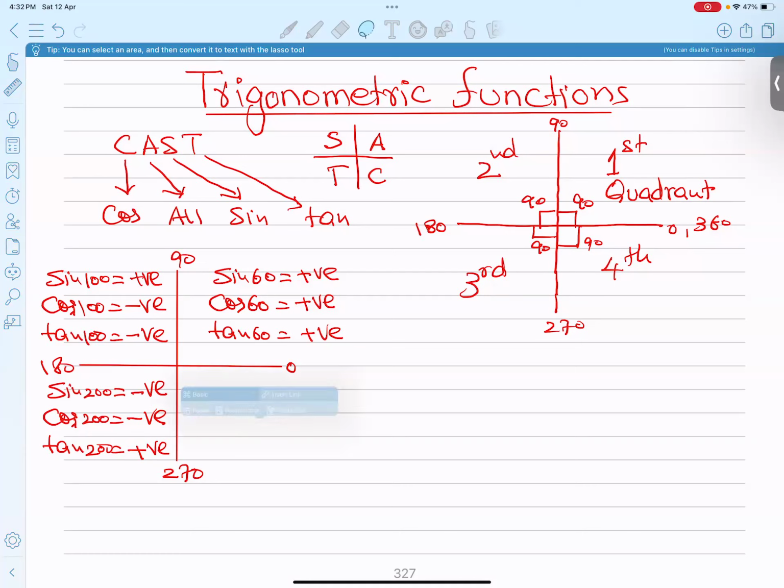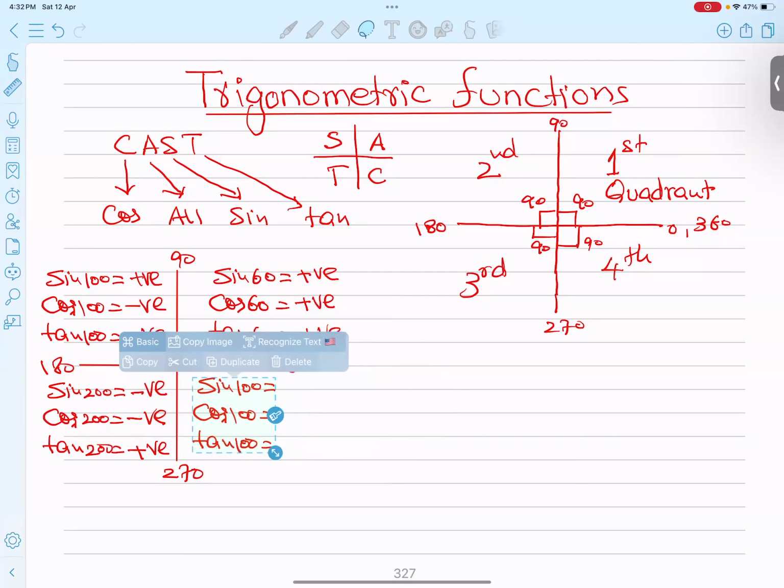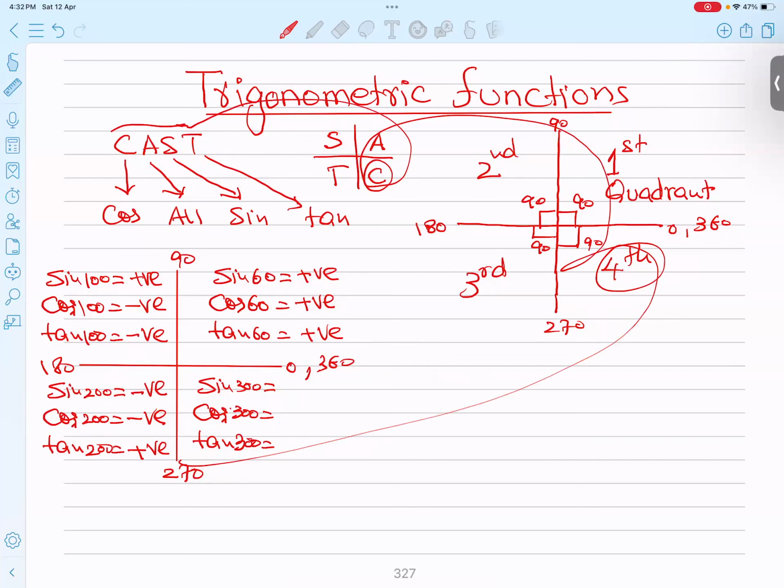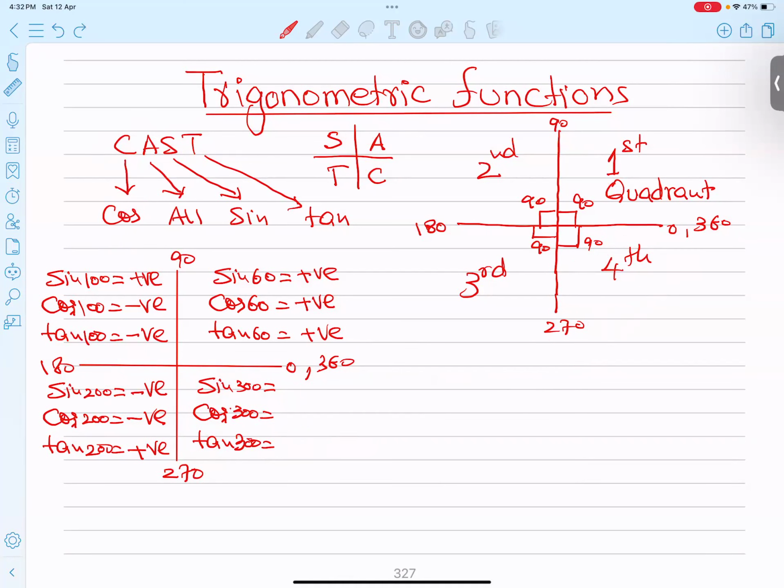Now I'm pasting once more, but this time we will take some other angle, which must be between 270 and 360. I think I will take 300. But you know, in the fourth quadrant, C for cos is positive, and the others must be negative. So sine 300, when you type it in the calculator, we get a negative. Cos 300 is positive, tan 300 is negative.